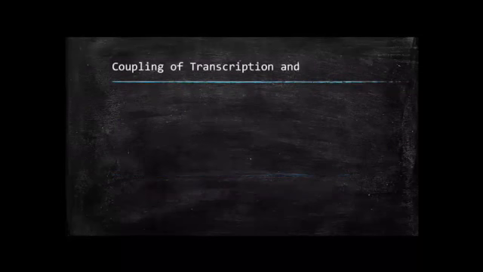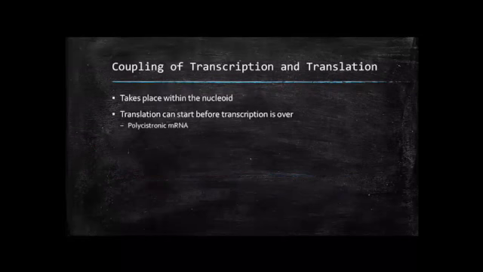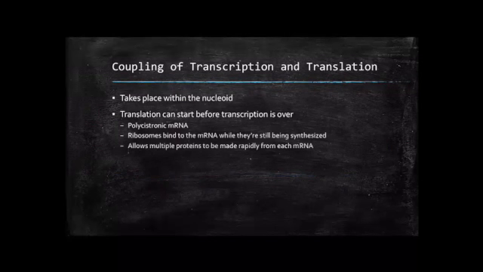Just like transcription, translation also takes place within the nucleus of prokaryotes. It is not split in different locations like in eukaryotes. Translation can start in prokaryotes before transcription is even over. This does not happen, by the way, in eukaryotes. This happens because transcription creates multiple mRNAs from a single gene, which is known as polycistronic mRNA.